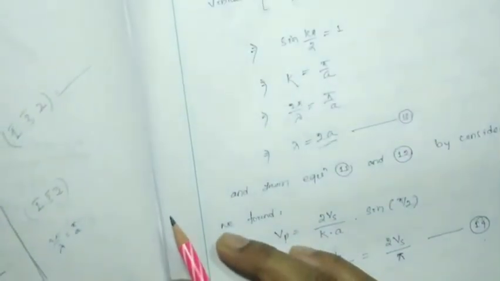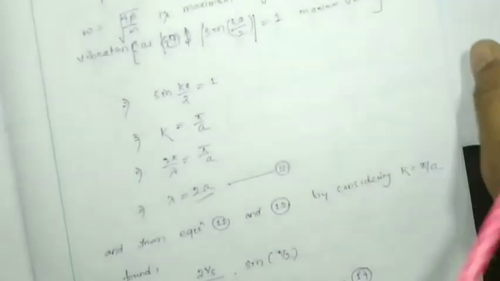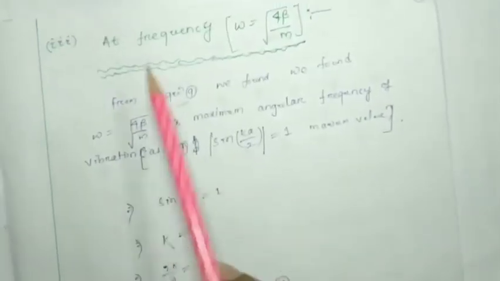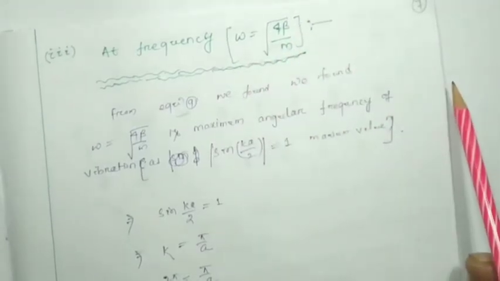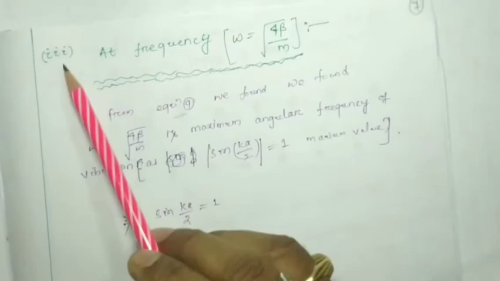Now we are going to consider the topmost, or highest, frequency. At the frequency omega equal to root over 4 beta by m, what will be the behavior inside the lattice? That we are going to discuss in the third section.